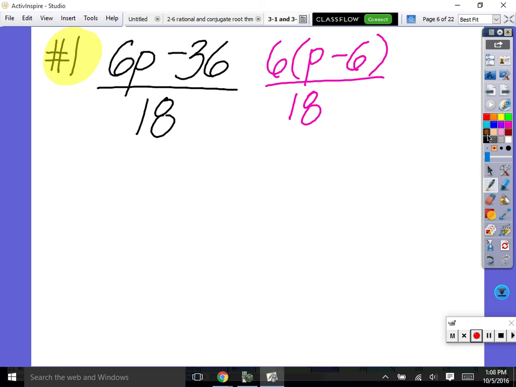Okay, sweet. So now we can divide out exact factors. 6 times, so we can divide this 6. That becomes 1 over 3. So our answer is p minus 6 all over 3. There were no restrictions.